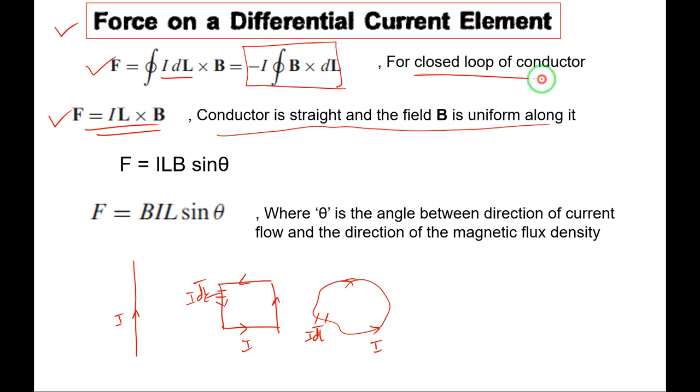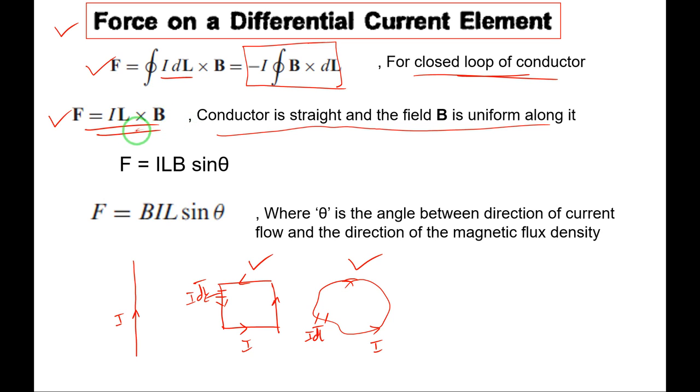For a closed loop conductor, either this or this is a closed loop conductor. It may be in any shape, but it should have a closed loop or closed path. So minus I closed line integral of B cross dL for the closed loop conductor. For a straight conductor, it is F equal to I L cross B.